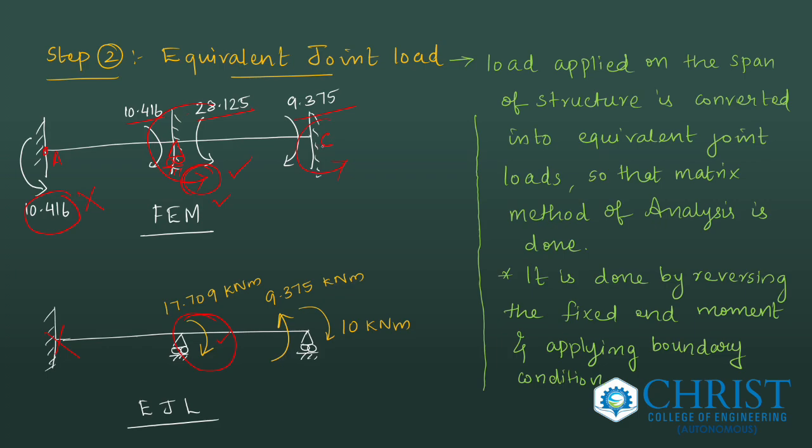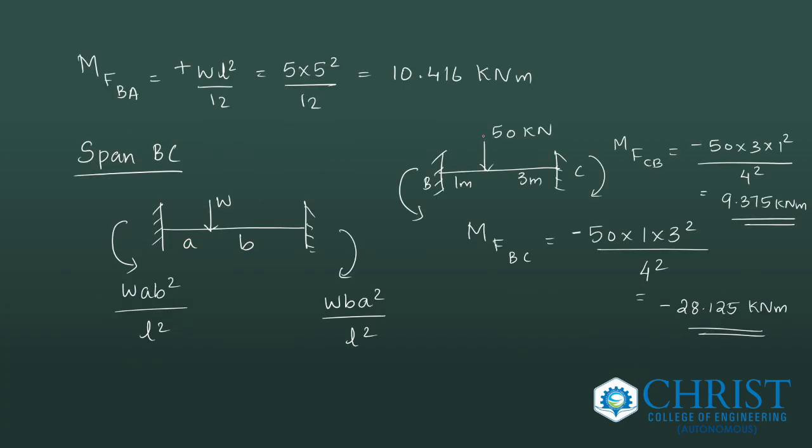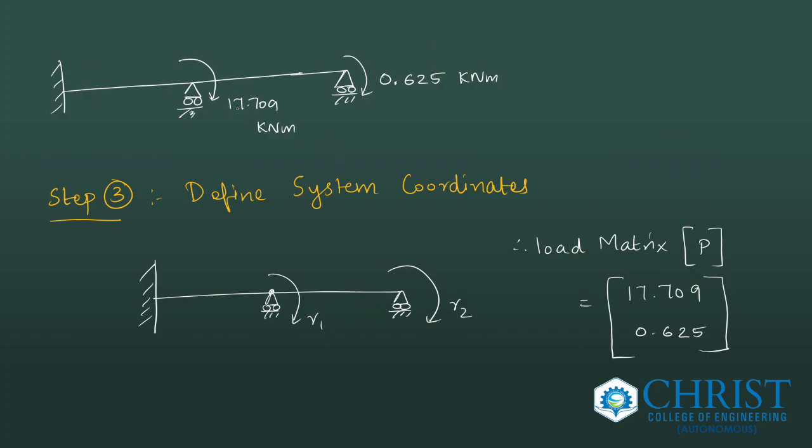Is there any other load acting at joint C? There is also an applied load of 10 kilonewton meter acting at that joint. So you have to add that load also here in the same direction as shown in the question. That is 10 kilonewton meter. 10 kilonewton meter is acting in clockwise direction and 9.375 is acting in anti-clockwise direction, and its resultant will be 0.625 acting in the larger direction, that is in clockwise direction. That is the equivalent joint load. Yes, as shown in figure. These two are my equivalent joint loads.